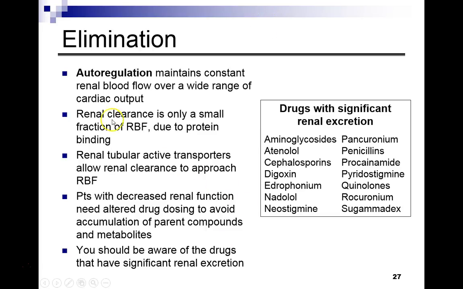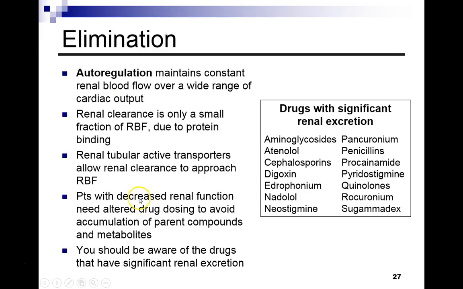Now, this is complicated by the fact that renal clearance is really only a small fraction of renal blood flow. Due to protein binding, the protein-bound drugs aren't filtered into the kidney. So really, even though we have a large renal blood flow, renal clearance is really very small. So how does the body make up for the fact that only a small portion of drug that goes to the kidney is actually filtered into the kidney? The answer is that there are active transporters in the kidney, and these renal tubular active transporters allow renal clearance to basically approach renal blood flow by actively transporting drug across the renal tubule membranes.